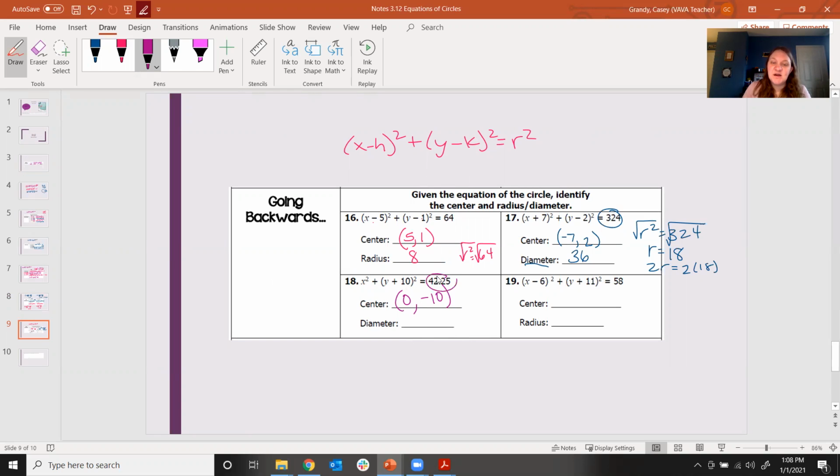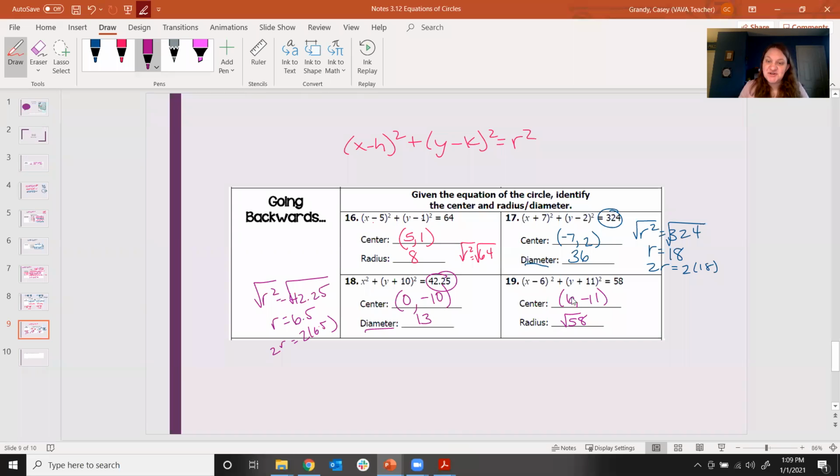Okay. In this case, our radius squared is 42.25. So to get rid of my square, I'm going to square root both sides. And so that gives me r is 6.5. It's asking me for the diameter. So I'm going to multiply that by 2 and get 13. Go ahead and try number 19. Try number 19, see what you get.